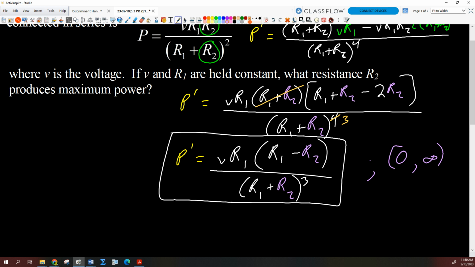So what would be our critical numbers then? Where is this derivative undefined? Negative R1, but it can't be negative, right? R1 has to be positive because it's a resistance, and R2 can't be negative. So is that really a critical number? It's not, because it's not in the domain of our function, right? Resistance is non-negative. So there's no place where the derivative is undefined, okay?